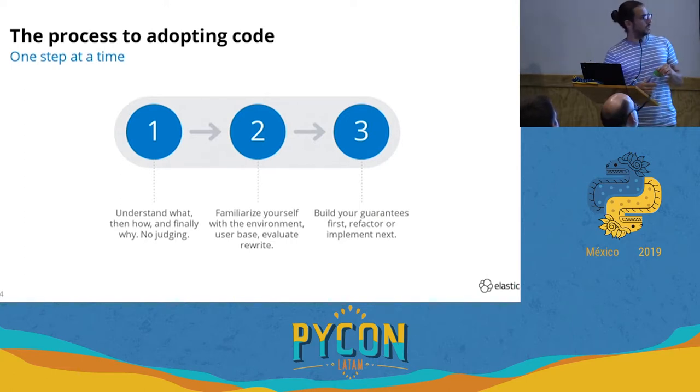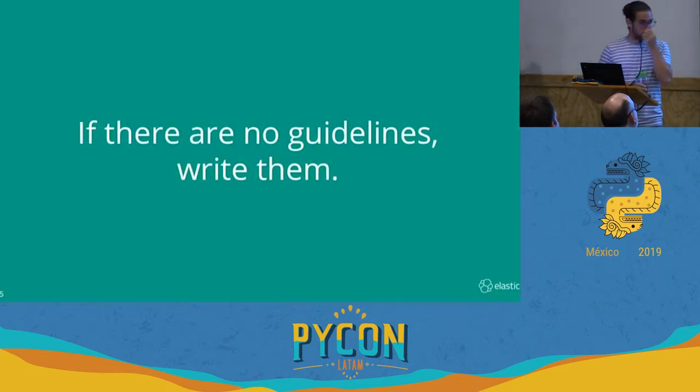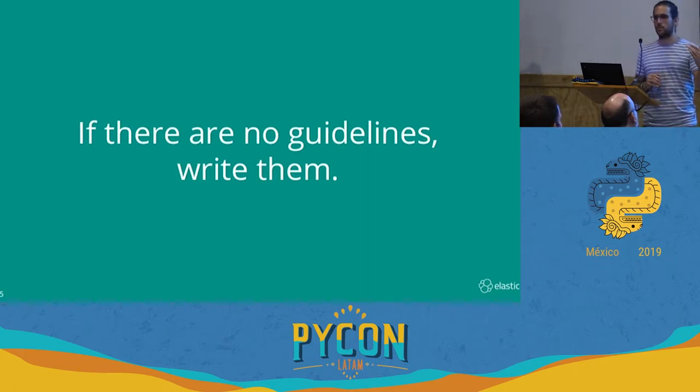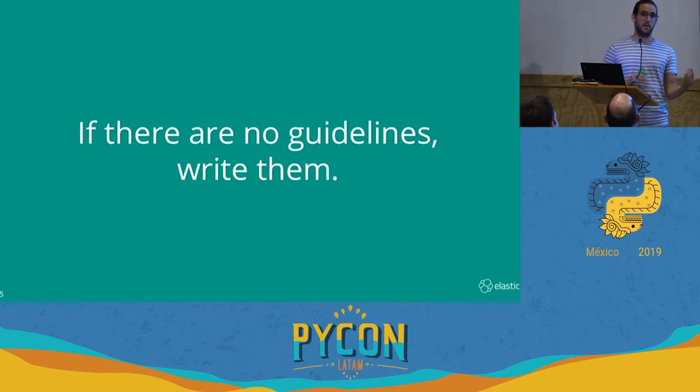Third step: build your guarantees first, and then refactor and implement everything else. So if there are guidelines, write them. What is building your guarantees? Before you rewrite or modify your code, you want to have a source of truth. You want to have guarantees, things that say whatever you're going to do next has to respect these guarantees, these guidelines. Most of the time for software, the tests are the source of truth. The tests are your actual guarantees. If you modify something and it breaks the tests, then you broke something, right? So build your guarantees. Make sure there are enough guarantees so that you can feel comfortable modifying the software that you're modifying, right?